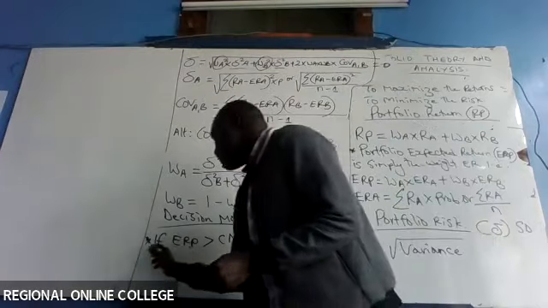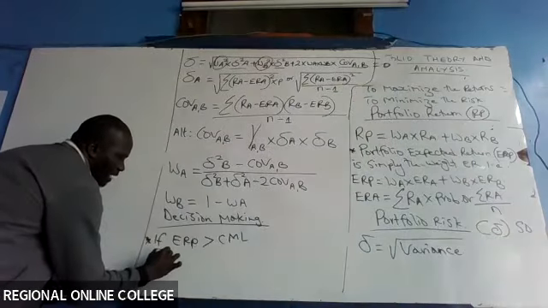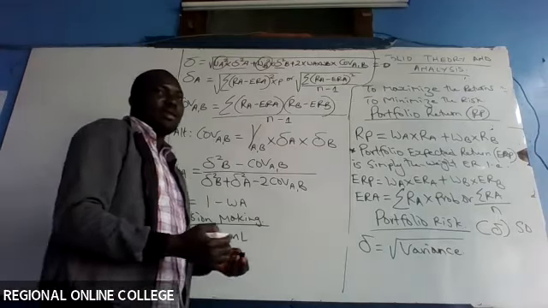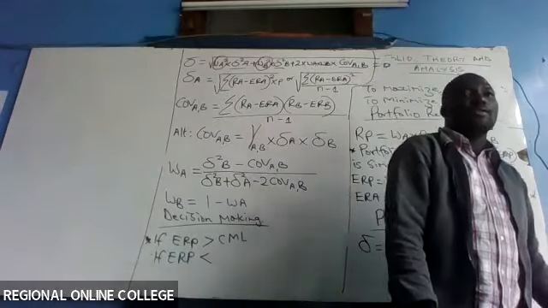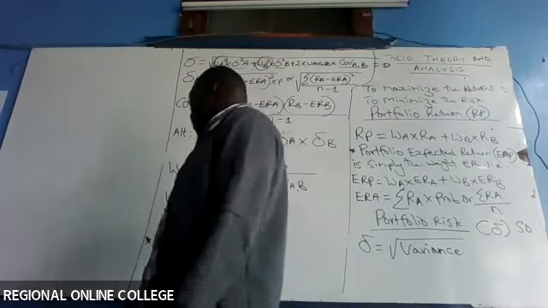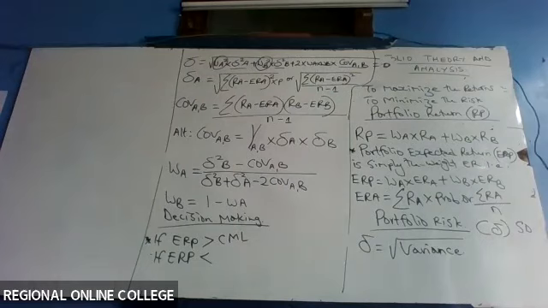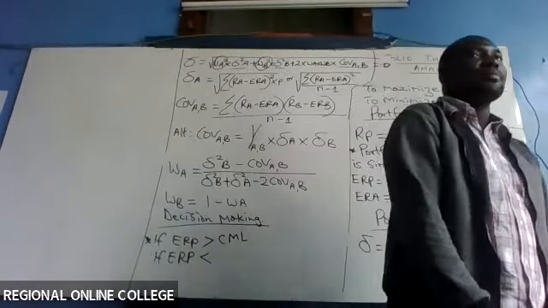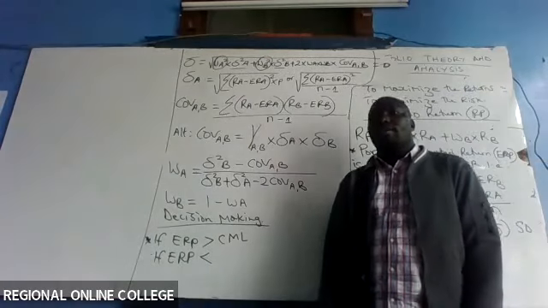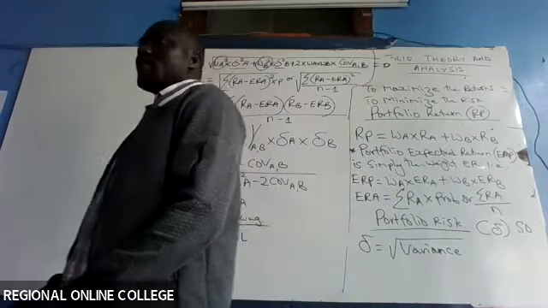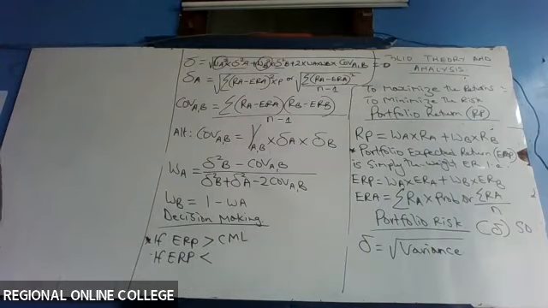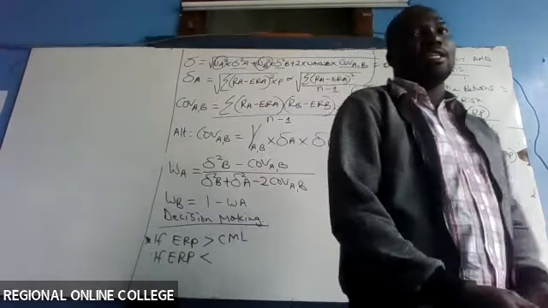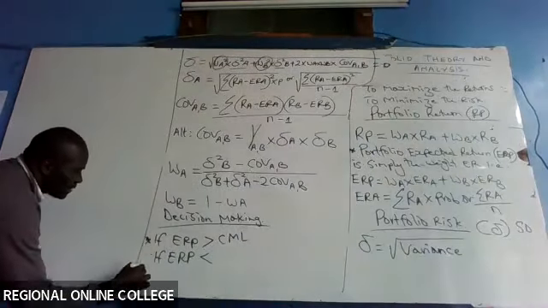So next point. If the expected return of the portfolio is less than the CML, the portfolio is bad, since it is inefficient, inferior, overvalued.